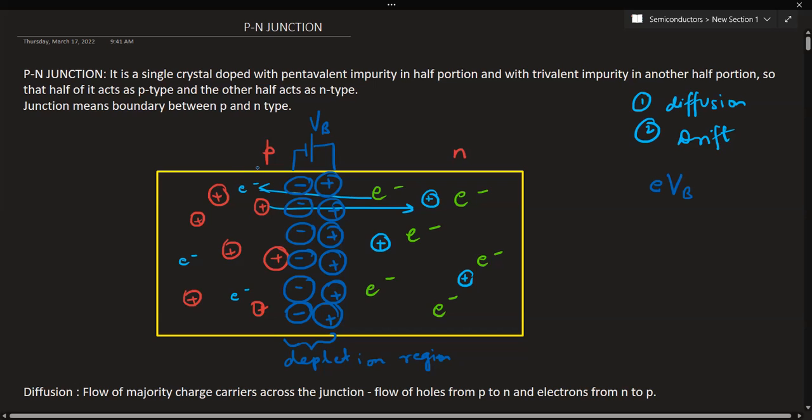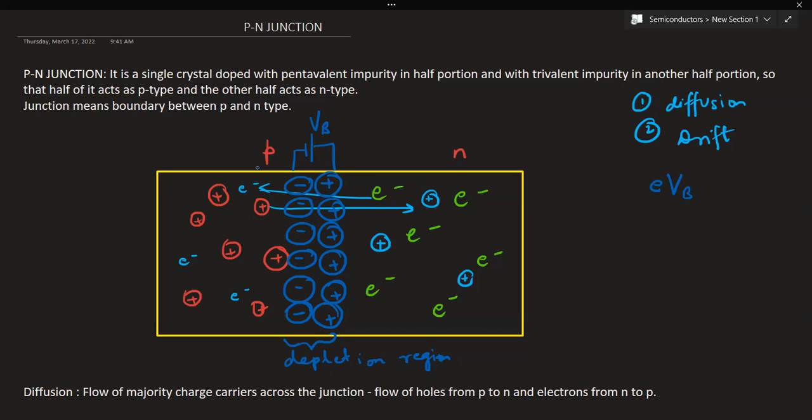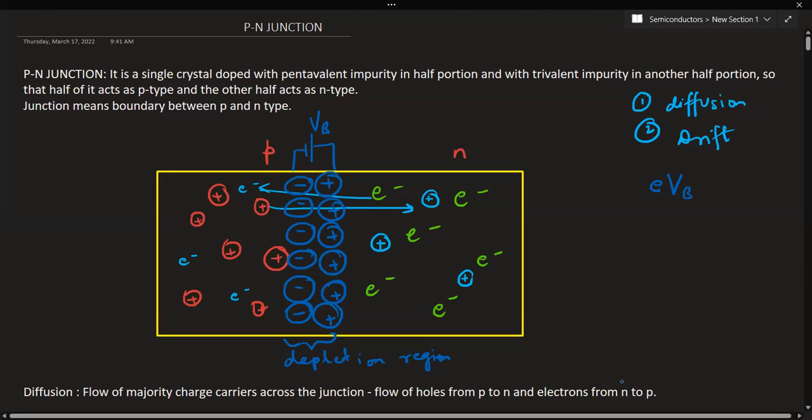Yes. See, firstly, you have to understand what diffusion is. Two processes are occurring, diffusion and drift. Diffusion is the flow of the majority charge carriers across the junction, meaning flow of holes from P to N and electrons from N to P, which I have already written over here. This is the basic phenomenon of diffusion.